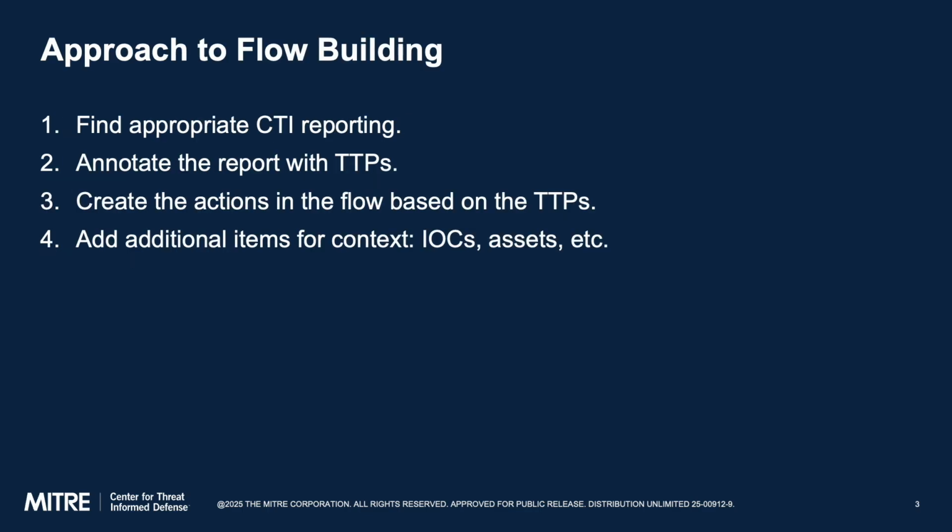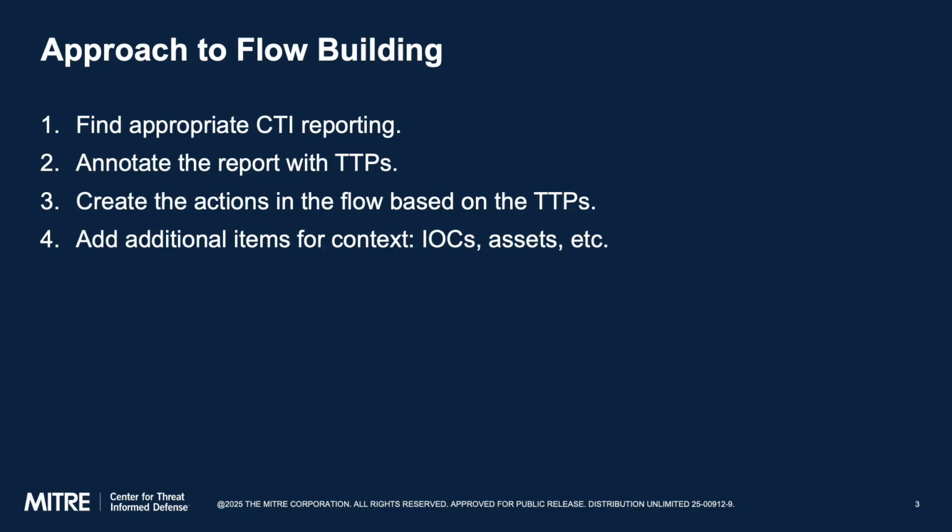This is the high-level approach to building the flow that we are going to work through today. The first step is to select your source material. I've already picked out an example report that we can use for this training. Once you've selected CTI reporting to turn into a flow, the next step is to map out the TTPs observed in that intelligence. I'll map everything in MITRE ATT&CK, but attack flow is flexible and you can map your flows to other taxonomies.